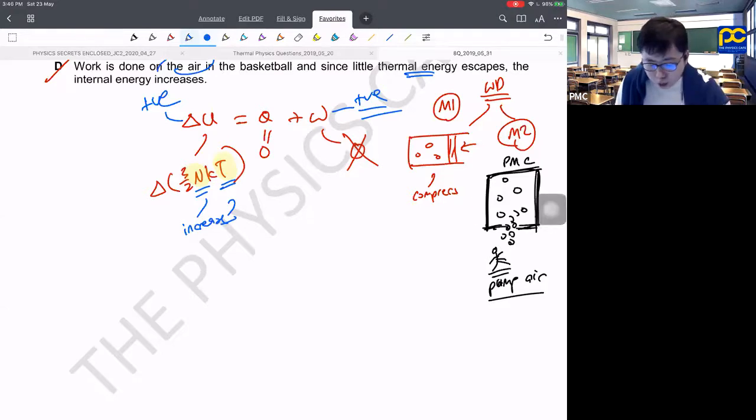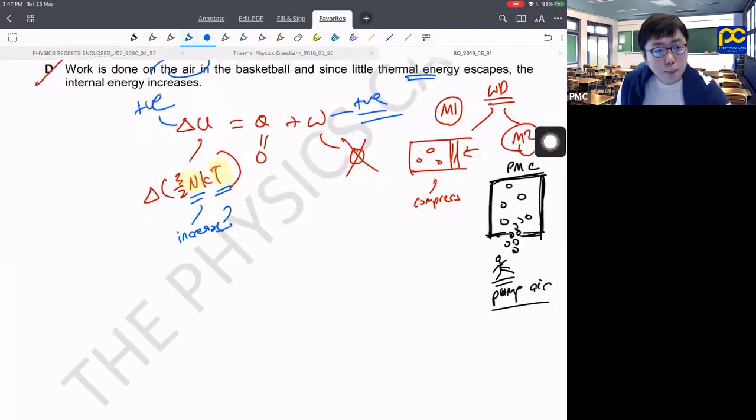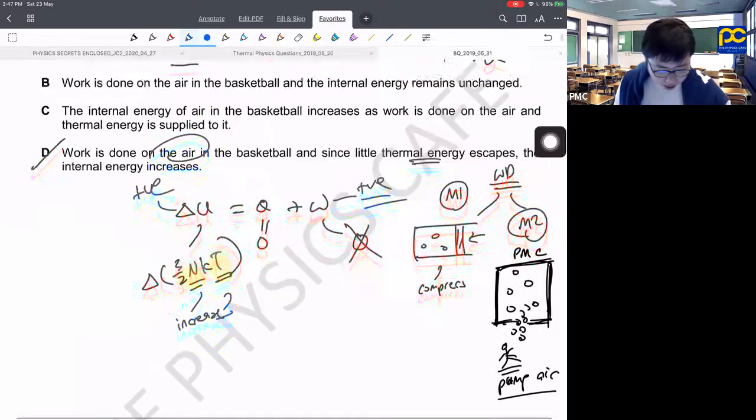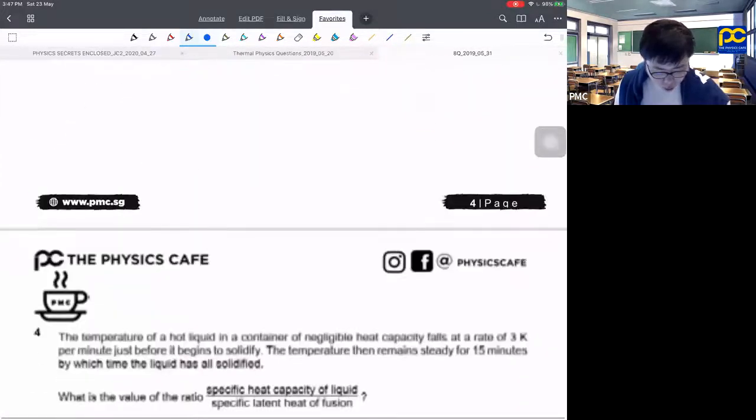But whether my temperature goes up or down, whether my internal energy goes up or down, it all depends on the net effect of Q and W. Okay, all right. So that is question 3. Let's go over to question 4.